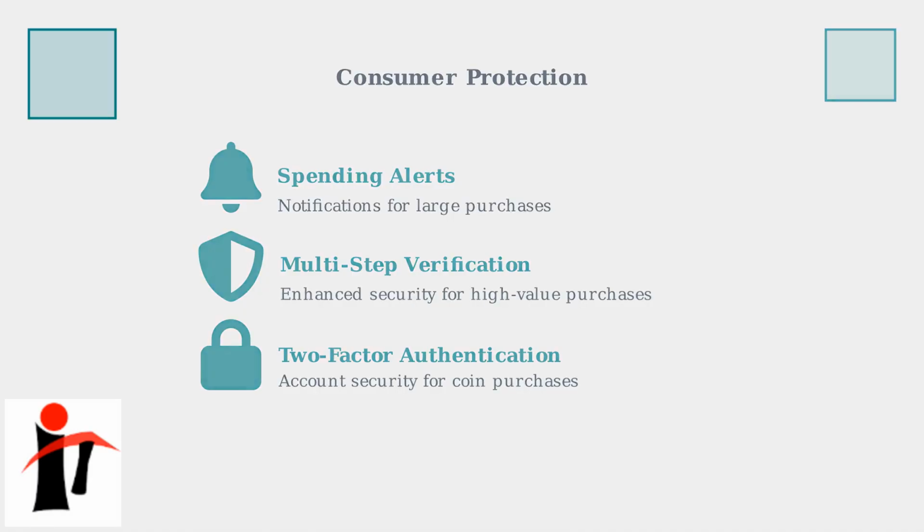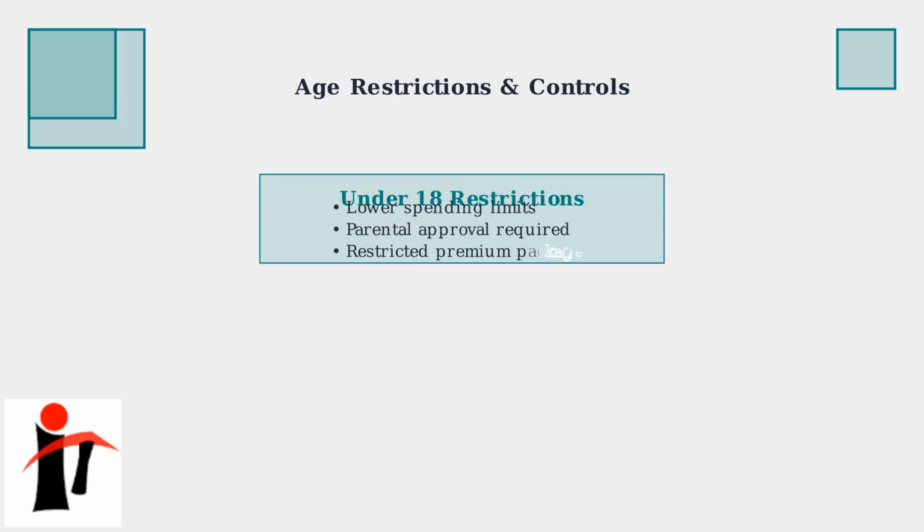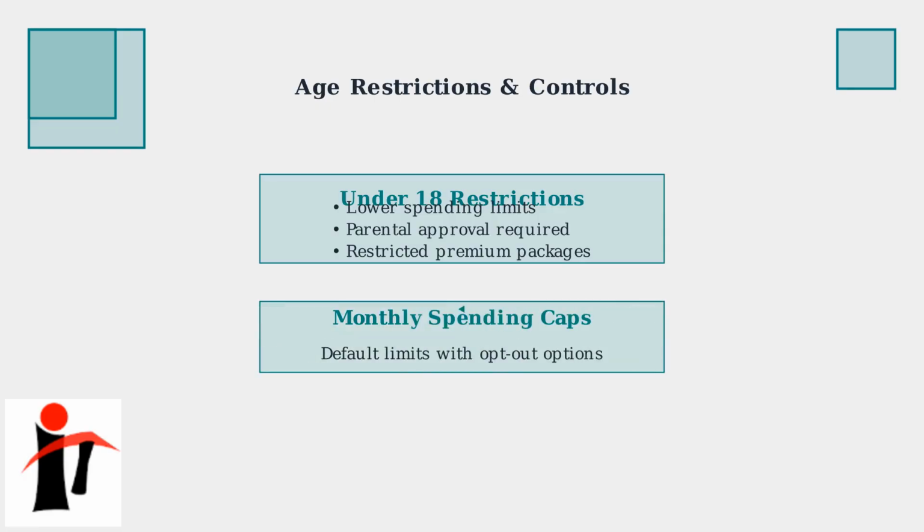Two-factor authentication protects coin purchases by requiring both your password and a secondary verification method, such as SMS codes or authentication apps. TikTok has implemented stricter controls for younger users, recognizing the need to protect minors from excessive spending on virtual currencies. Users under 18 face stricter purchase controls. These include lower spending limits, mandatory parental approval for purchases above certain thresholds, and restricted access to premium coin packages. Default monthly spending caps protect all users from excessive purchases. These caps can be adjusted or removed, but require deliberate action and additional verification steps.